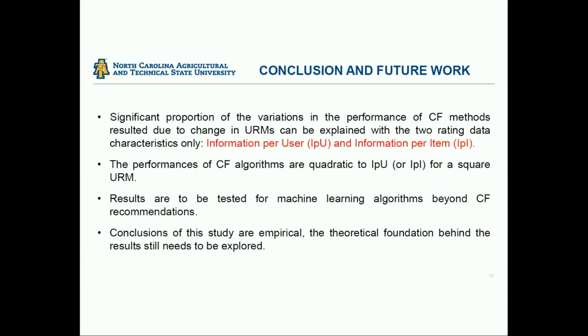So mainly we found that. With more study and more experiments, we will be able to show that using two rating data characteristics, number of ratings per user and number of ratings per item, which we have called information per user and information per item, for most of the 7 CF algorithms that we studied, we can explain the variation that happens due to the change in the user-item rating matrix. Again, for a square URM, meaning when IPU equals IPI, the performance of the CF algorithms is quadratic in them.